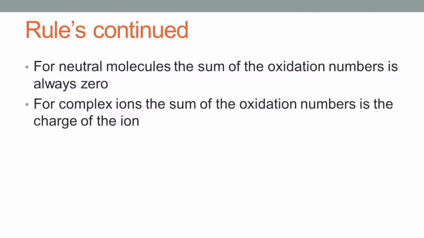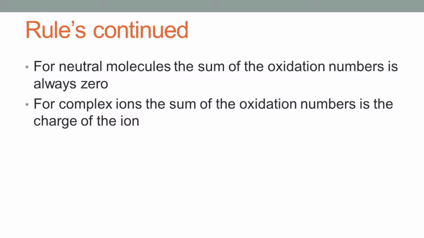For neutral molecules, the sum of the oxidation numbers is always 0. If I consider carbon dioxide, there are 2 oxygens, therefore the total oxidation number for 2 oxygens would be -4, which implies carbon should have an oxidation number of +4, so that the net charge becomes 0. If it's an ionic compound like sodium chloride, sodium will have +1 oxidation number and chloride will have -1 oxidation number, making it NaCl, 0 charge.